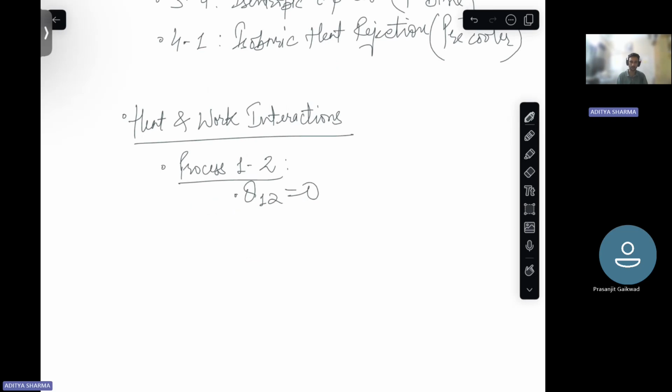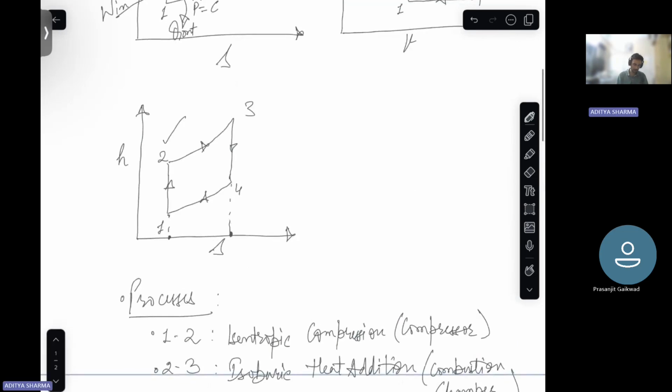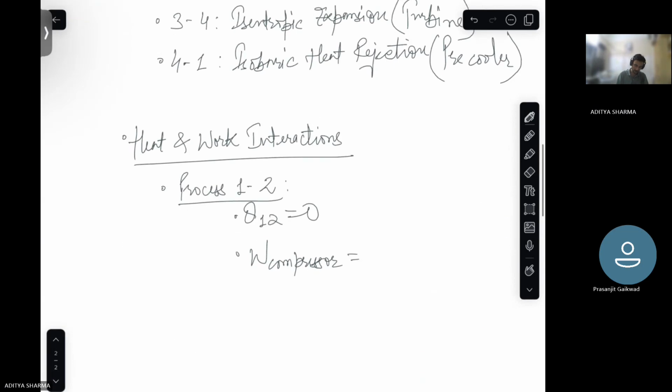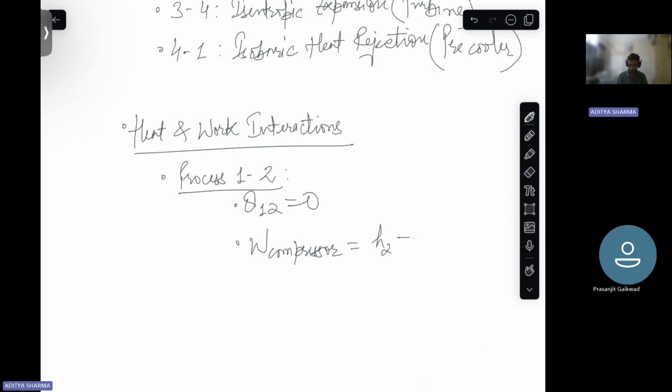You're talking about the ideal case, right? And then work done to compress the air. So how can we find that? That can be done by change in the enthalpy. Here enthalpy is H2, here enthalpy is H1. So the difference in these two enthalpies basically is your compressor work, H2 minus H1.